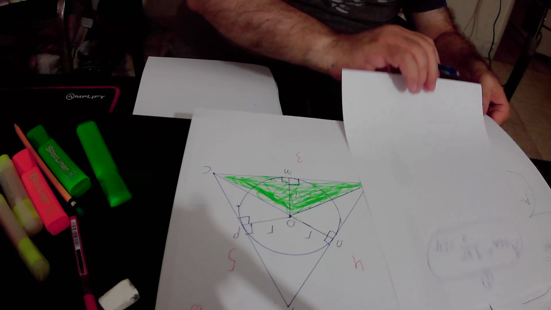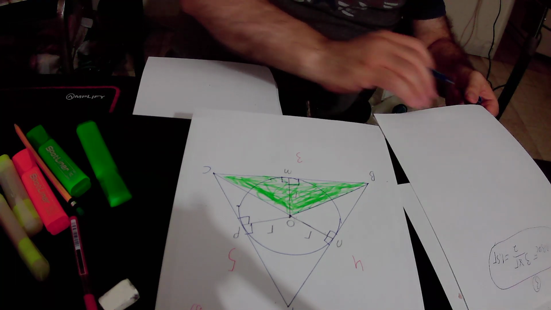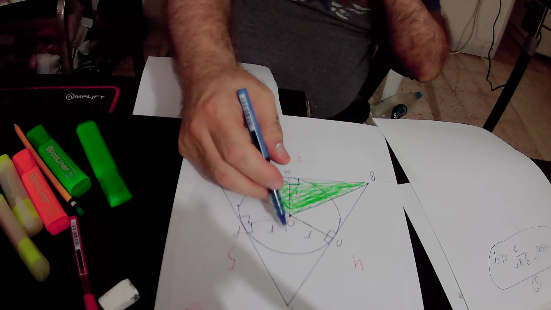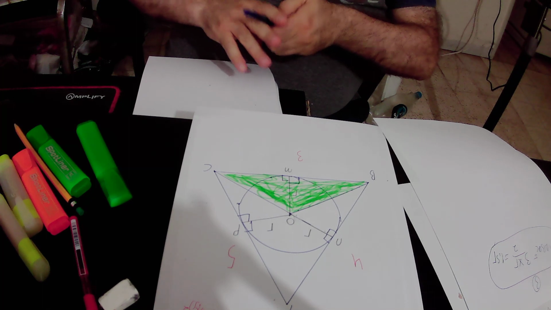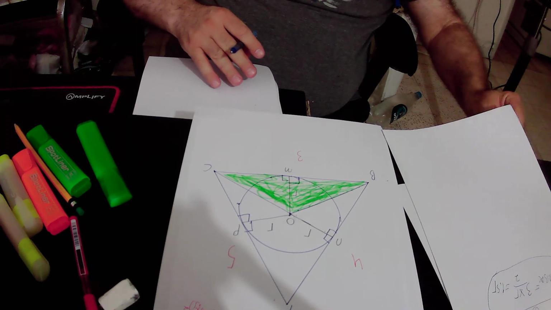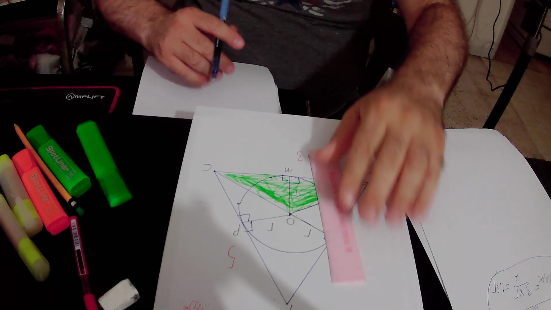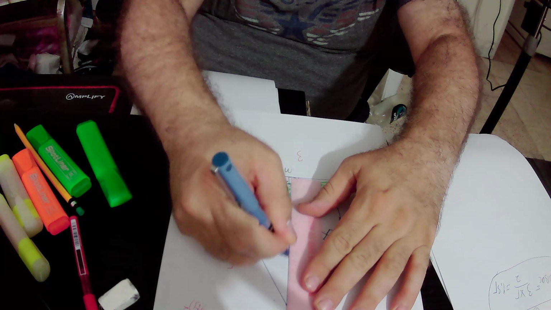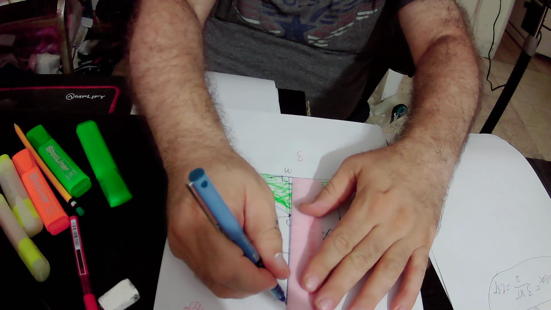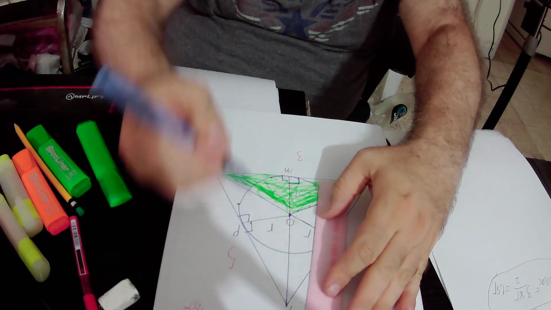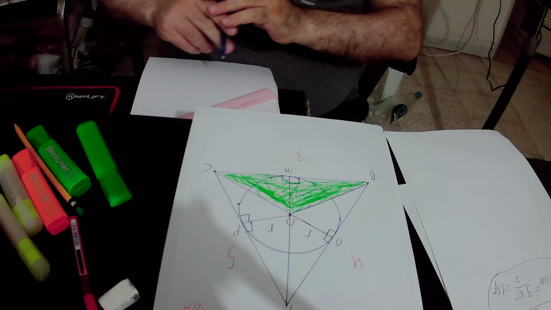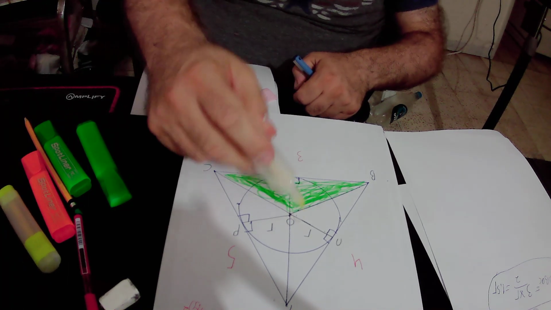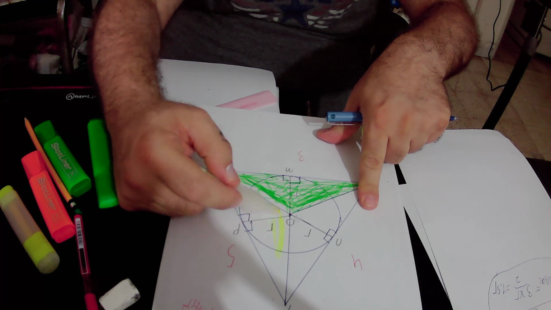In the next step, we will connect together points O and A by a straight line. And we will focus on triangle AOC, that is the yellow triangle.